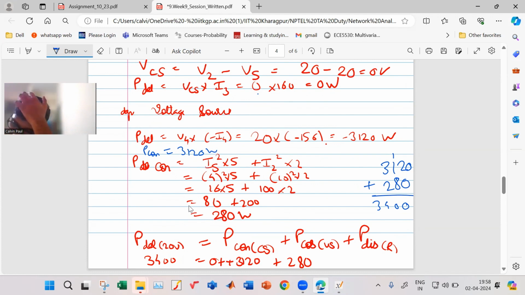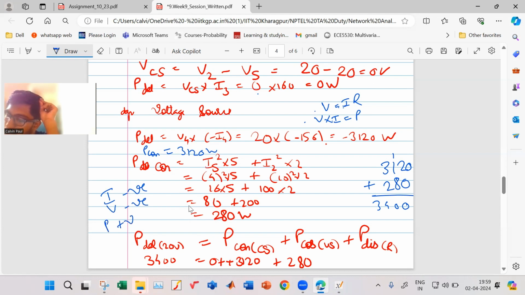Sorry, sir, but can you repeat what you just said? If you have V is equal to I into R, and you also have V into I, V into I is your power, okay? So if your I is negative, then your V also will be negative, and one negative into negative will always be positive. Like there are two cases. Your I is negative, that means your V also is negative, that means your power is positive. The next case is I is positive, which means your V also has to be positive, that means your power still is positive. So in any case, power will be positive only.